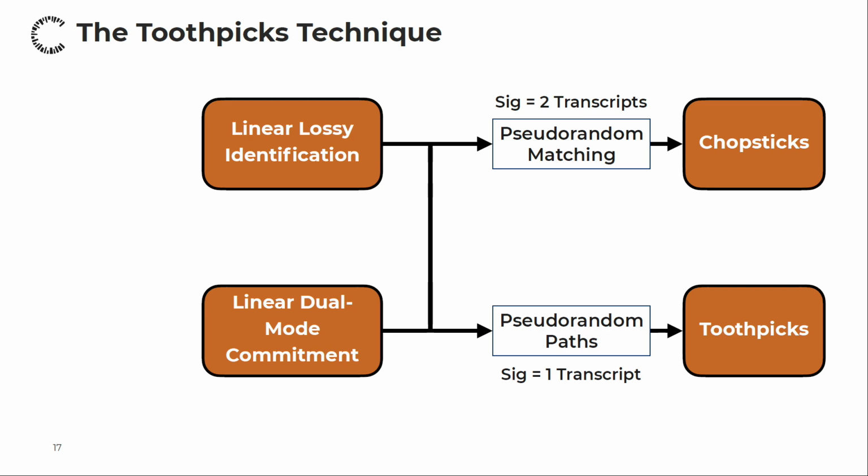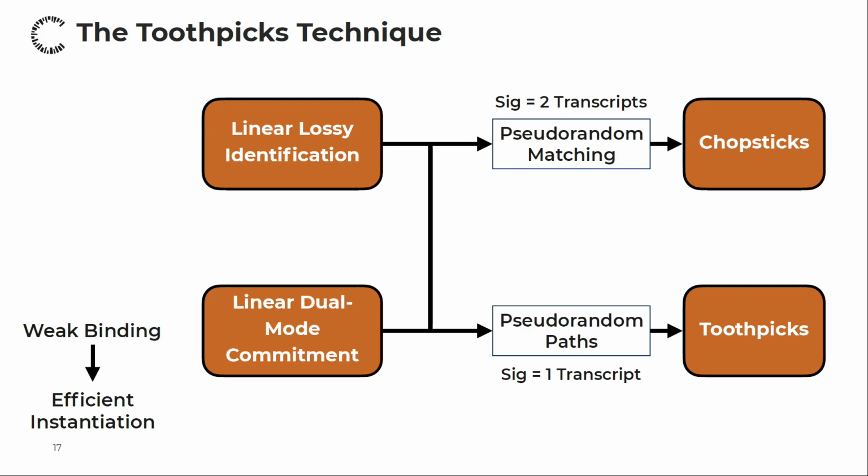Now what we will do in Toothpicks is we will introduce a new technique that is called pseudo-random paths, and this will result in just having one single transcript in the signature and in the communication. And then we have an additional trick, and this trick is to weaken the binding property of this linear dual mode commitment scheme. So in some sense, our commitment scheme is now no longer binding. What we get from that is a more efficient instantiation of this commitment scheme.